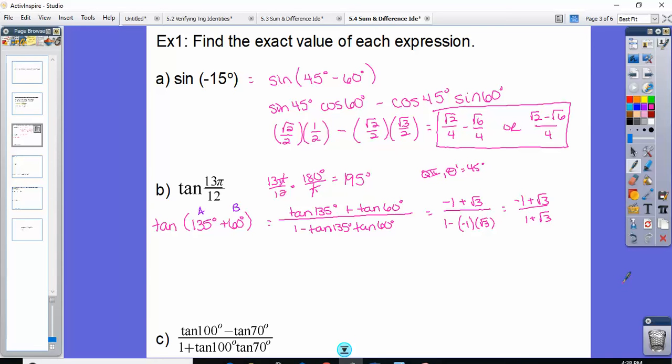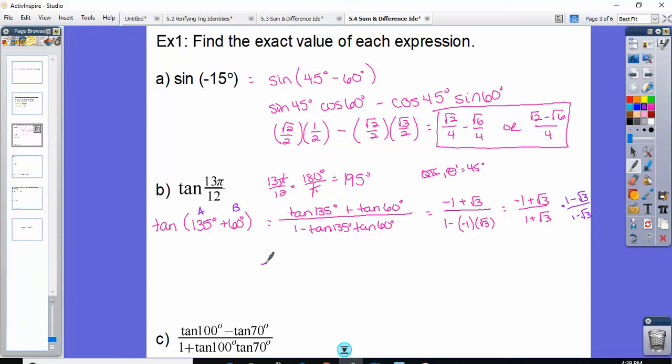I want to take a second and talk about this. In the interest of time and being concise, I am actually going to allow you to leave your answer like this. However, normally I would tell you you can't leave a radical on the bottom. When we're dealing with the tangent formulas, a lot of times you will end with that radical in the denominator. If you wanted to get it off, you would have to multiply by the conjugate. So 1 minus radical 3.